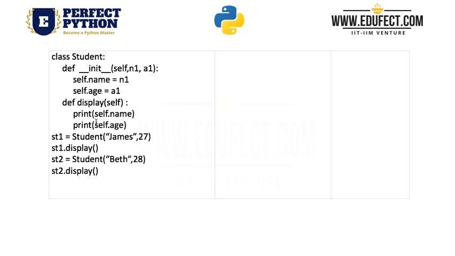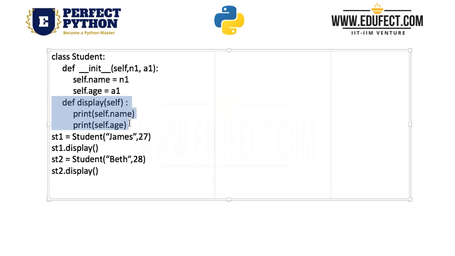Here we have a class Student that we had defined in the lesson on constructors. It has the initializer which takes those two parameters n1 and a1, and then we have added this method named display. Self means itself, the same thing as we saw in the case of the constructor. This method prints self.name and self.age, so it prints both the attributes of the class Student. So how do we use it?